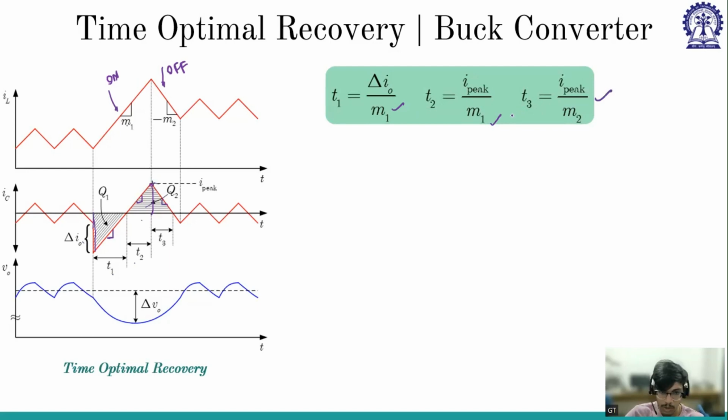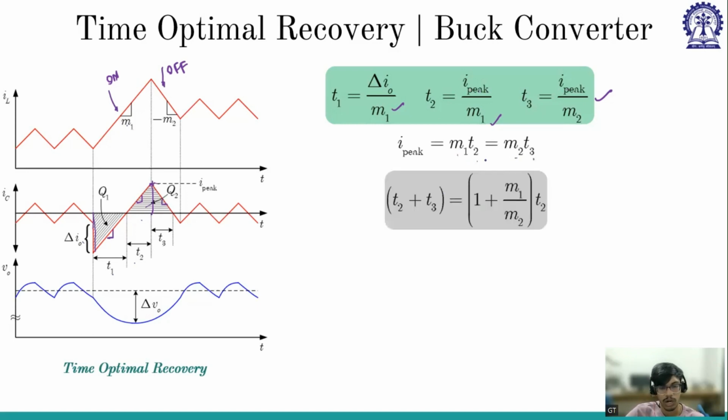You might not understand and might require some time, but I'll just quickly revise it. If you do not understand, first go through Sir's lecture, and then as I upload this on YouTube, you can come back. From here, the I peak expression is M1 T2, or M2 T3. If you write T3 in terms of T2, T3 is M1 by M2 into T2. So I substitute that here.